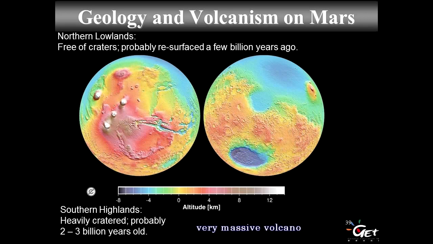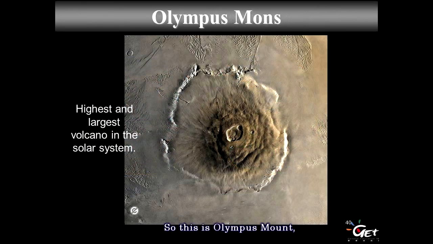And you have a very massive volcano called Mount Olympus, which is the highest mountain in the solar system, something like 15, 20 kilometers high. This is a picture of it. So this is Olympus Mons, the highest and largest volcano in the solar system. Just to give you an idea, its base is something like 200 kilometers, and the height is something like 10 to 20 kilometers.